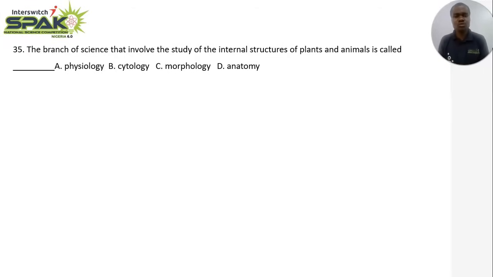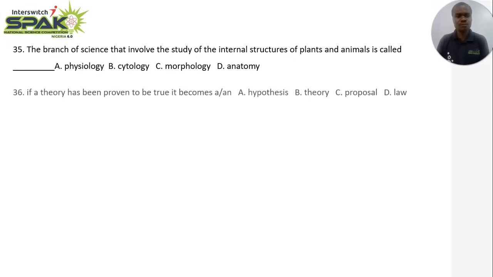But D, anatomy, that is the study of the internal structure. Be it plant or animal, you can have plant anatomy, you can have animal anatomy. So the correct option is option D.